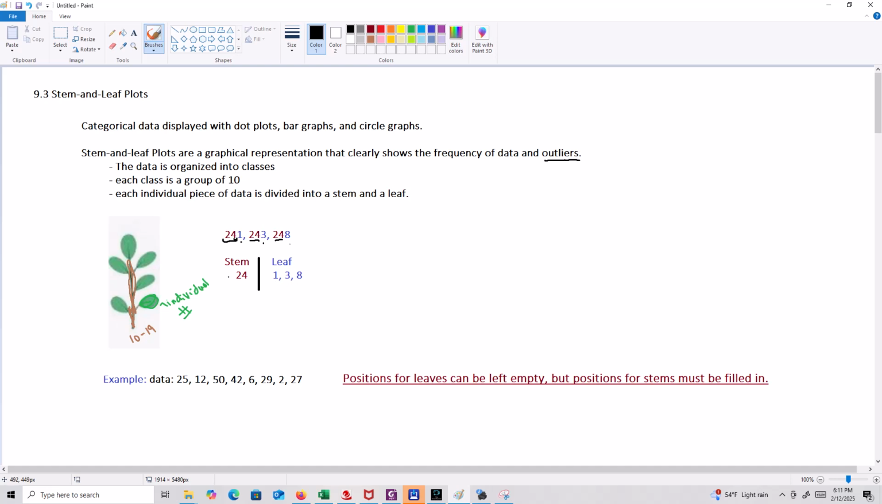And then you have to take the stem and concatenate it, or join it, to each individual leaf to get the individual piece of data. 241. And then join those two together and you get 243, and so on and so forth.